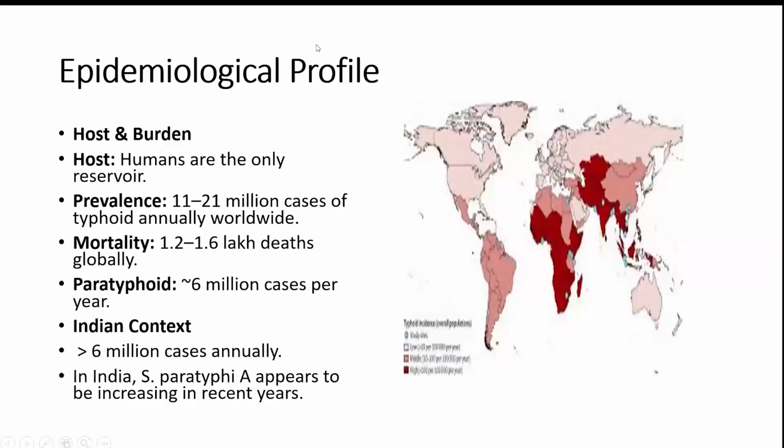The prevalence of paratyphoid fever is around 6 million cases per year. In India, there are more than 6 million cases of typhoid annually. In India, apart from typhoid, Salmonella paratyphi A has appeared to be increasingly reported in recent years. So in this map of the world, you can see those areas which are in dark red are actually the areas of the highest prevalence, and we in India are in the region of the highest prevalence of typhoid worldwide.